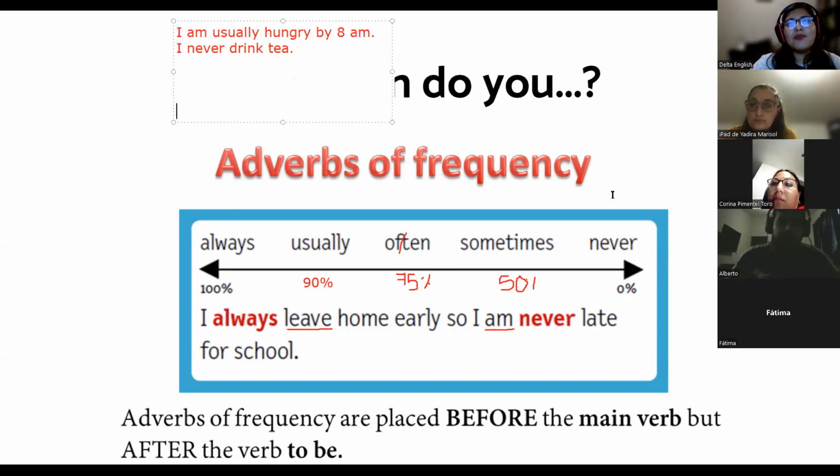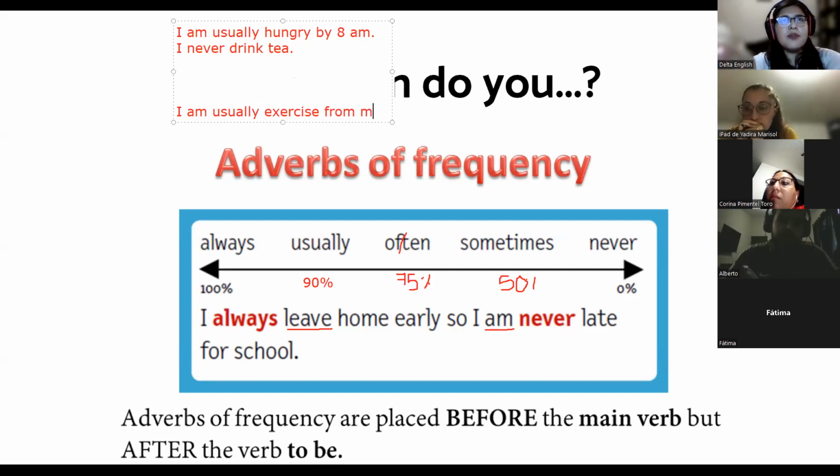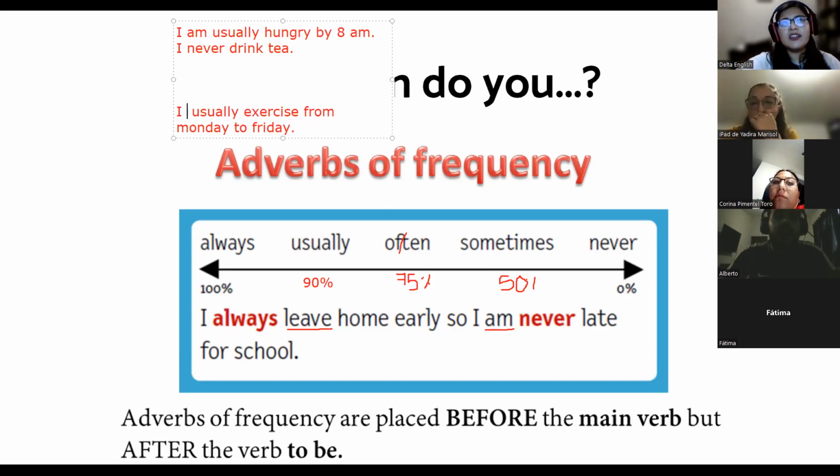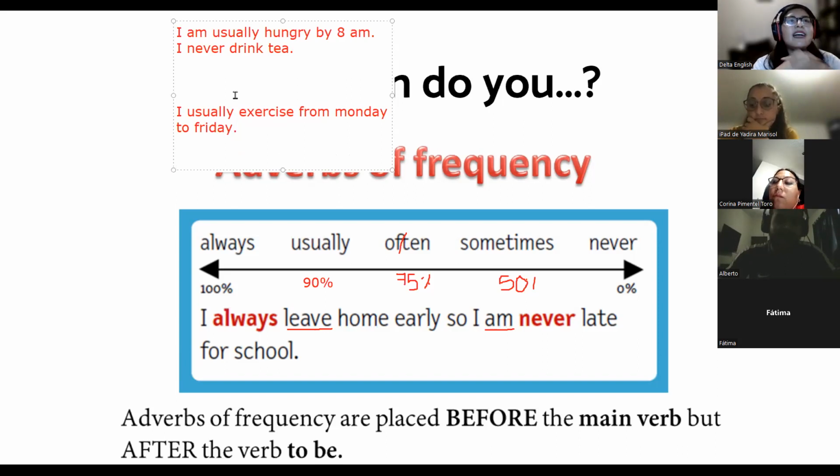Alberto, can you give us an example using one of these frequency adverbs? Yes, I'm usually exercise from Monday to Friday. From Monday to Friday. So in this case, I would eliminate the am. Acuérdate que exercise es un verbo. Entonces aquí me pusiste, soy, usualmente me ejercito. Aquí le puedo quitar esto. Okay. I usually exercise from Monday to Friday. Okay, wonderful. Yadira, another one.